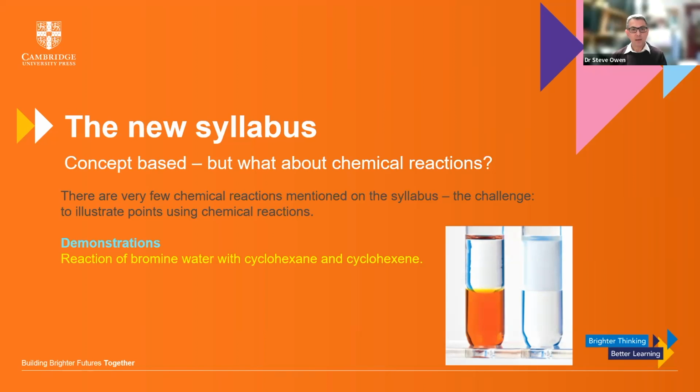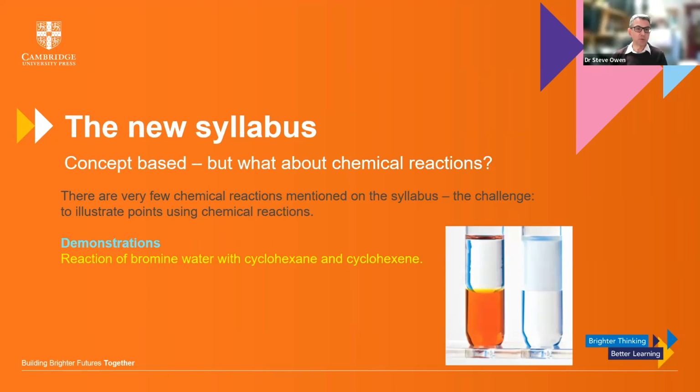And the first thing I'd get the students to talk about with this is, why am I using cyclohexane and cyclohexene? Why not ethane and ethene? And hopefully they realize then, okay, these are bigger molecules. They've got higher Mr. So we've got stronger intermolecular forces. So these are going to be liquids at room temperature. And it's much easier to do the demonstration with liquids. So we're bringing in a bit of bonding there as well.